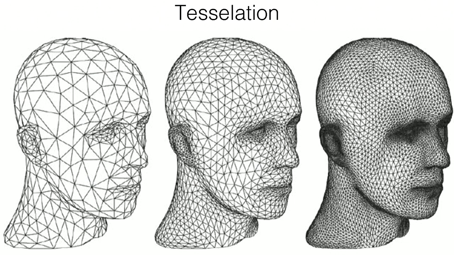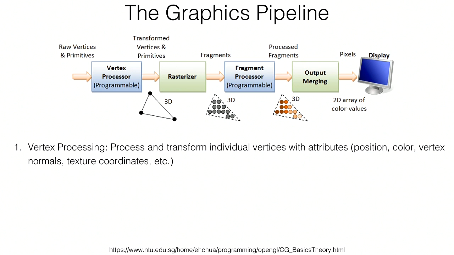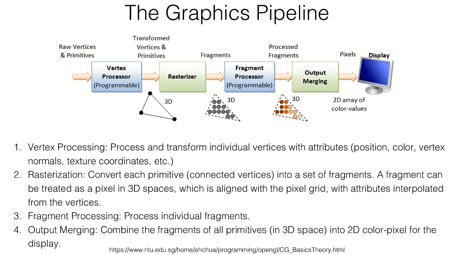So once we have some 3D model, described as a set of primitives composed of 3D vertices, how do we get that image onto a screen? We go through the graphics pipeline, which first consists of a series of stages. First, vertex processing, where we transform individual vertices and their corresponding attributes. Then the rasterization process, where we convert each primitive into a set of fragments, followed by a fragment processor, which can operate on individual fragments. And then finally merging all of this together into something that we can display on the screen.